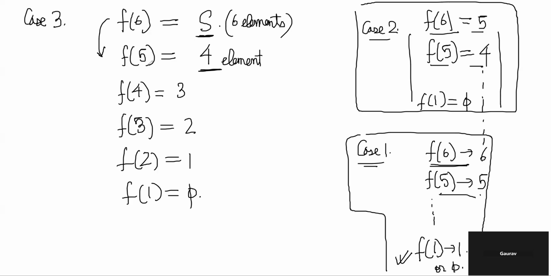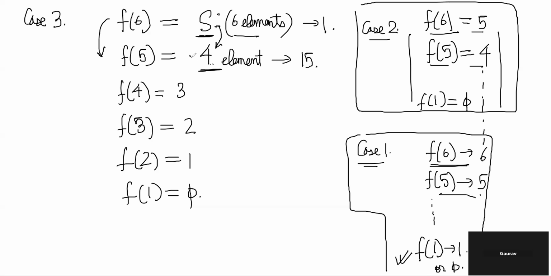Correct? And in each step, this can be done in only one way, but out of those 6, you have to select 4, right? You have to take the subset of that only. So 6C4, which is 15, right?